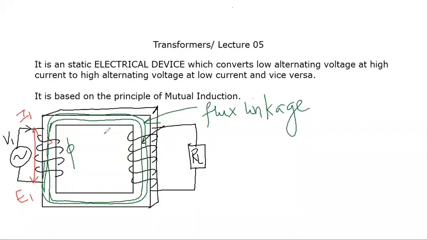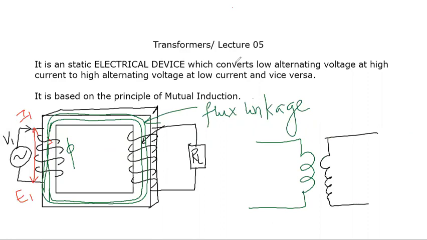Now we can have a symbol for the transformer as well, and the symbol used for the transformer will look something in this direction. I've used one side as the primary and the other side as the secondary. And because this core is made up of iron, we put two lines. Those two lines basically depict the core of the transformer. This is the primary of the transformer, which I will call P1 and P2. And this is the secondary of the transformer, which I'll call S1 and S2.